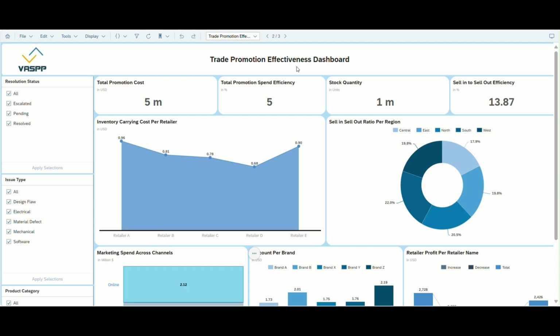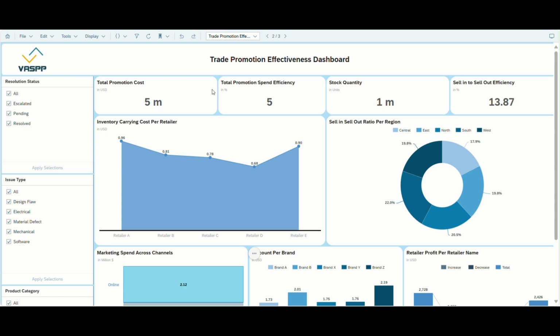We kick things off with your core investment metric, total promotion cost, currently sitting at $5 million US. This gives you a crystal clear view of how much capital is being deployed to drive product movement and influence shopper behavior. For CFOs and trade marketing heads, this is the baseline for every ROI calculation.